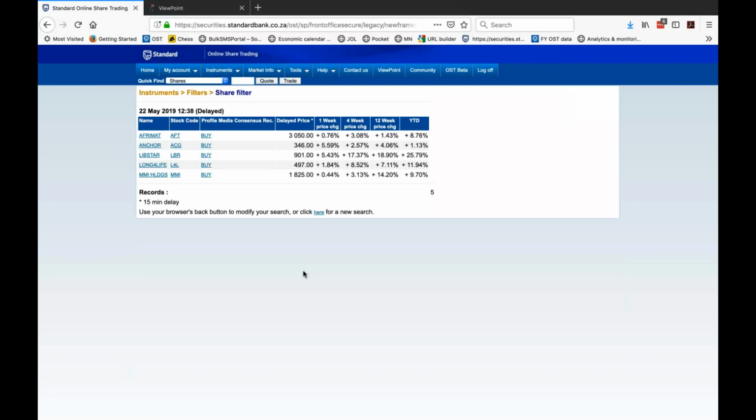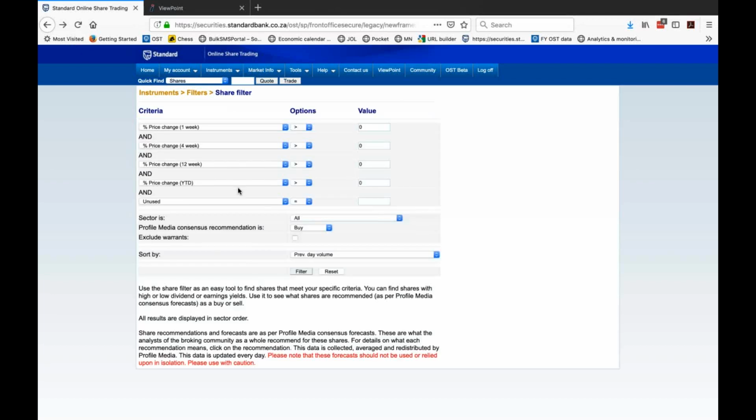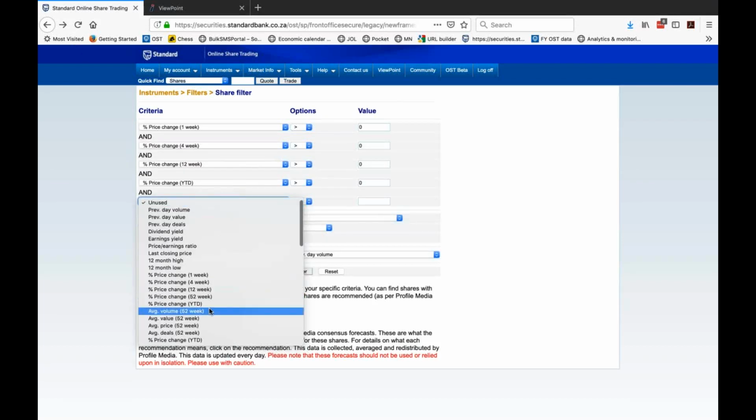It's not directly linked to technical analysis, but what you've got here, in essence, is a search that has a momentum theme behind it. 1 week, 4 week, 12 week, year to date. Year to date is about 18 weeks at this point. So what it's saying is that these have been just moving. Someone says to drop in the 52 week as well.